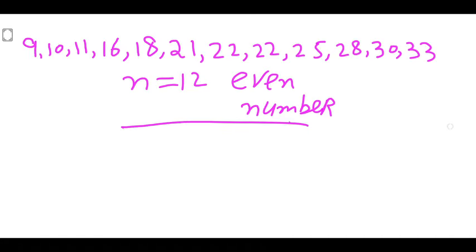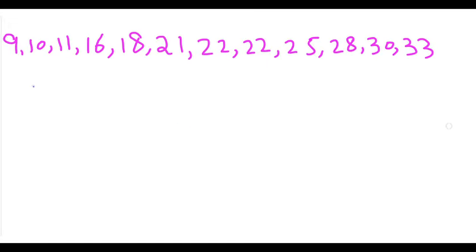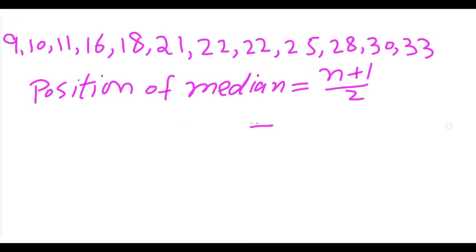Now how to solve this one? So first method, position of median. The total number we got is 12, and inside you add 1 and then you divide by 2. The answer will be 6,5. So which means we're looking now, 6,5, where is it gonna fall?